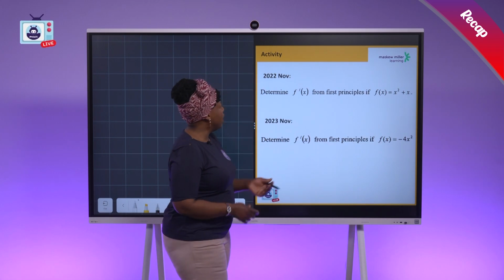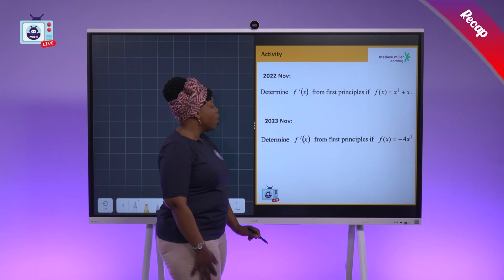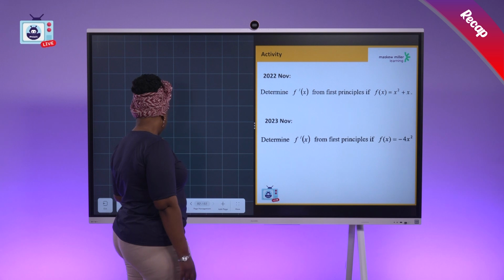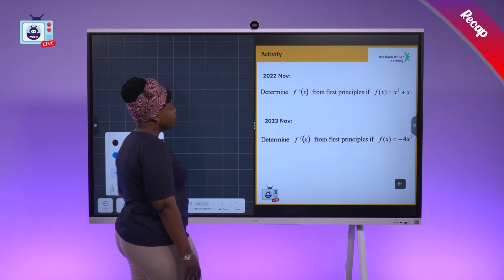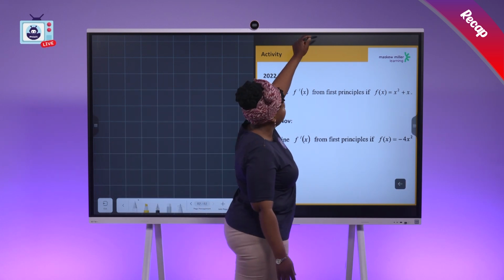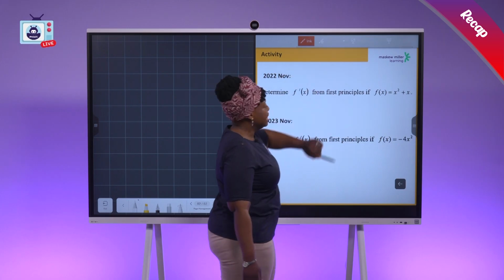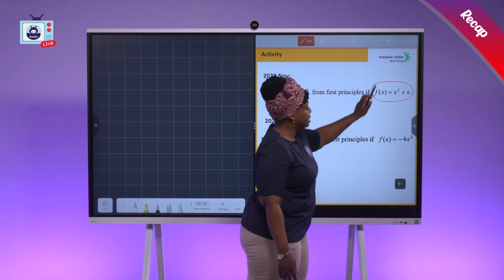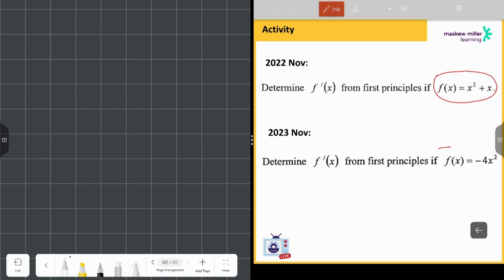Okay, so I went and got our 2022 November and our 2023 November with some examples of what it is that you need to know. So if you check here, for example, you will see that they are asking a similar question to what we have, but this one has now a binomial, and then this one has still a monomial but with a negative. So yours is just to ensure that you understand what you need to do and how you need to do it. So it's the same.